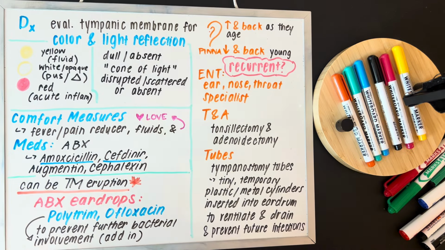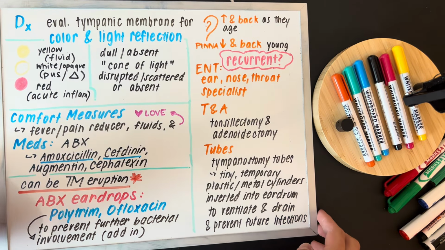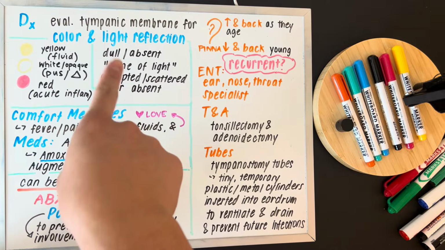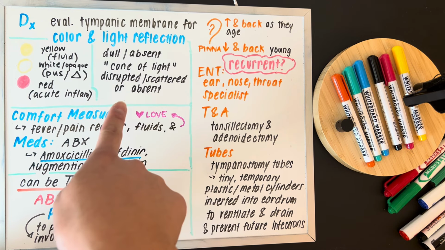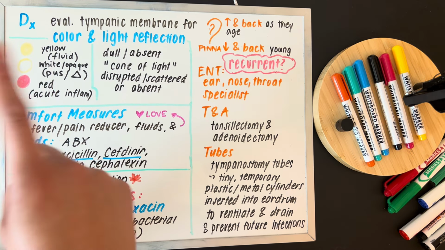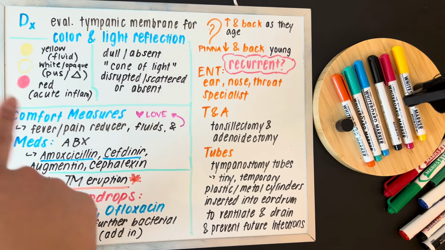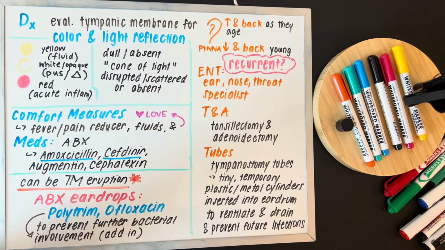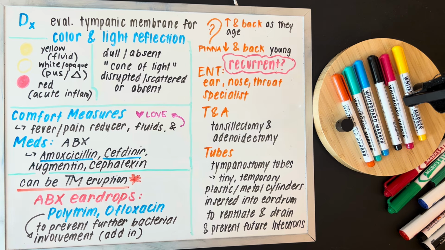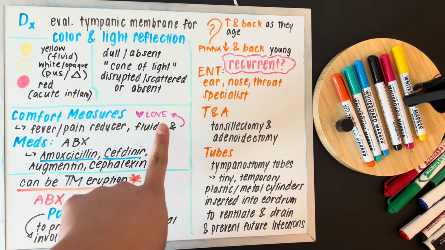To diagnose it, though, it says you astutely evaluate the tympanic membrane for color and the light reflection. So what she meant by that was the absence of the light reflection, or the disrupted or scattered cone of light, basically. And for the color, I saw online that in otitis media, the color will be yellow, white, or red when there's otitis media. And for comfort measures, it just includes fever or pain reducer, fluids, and I quote from her, lots of love.